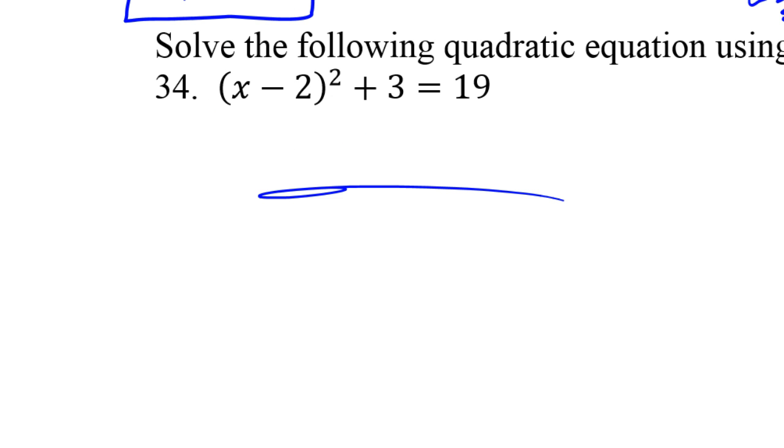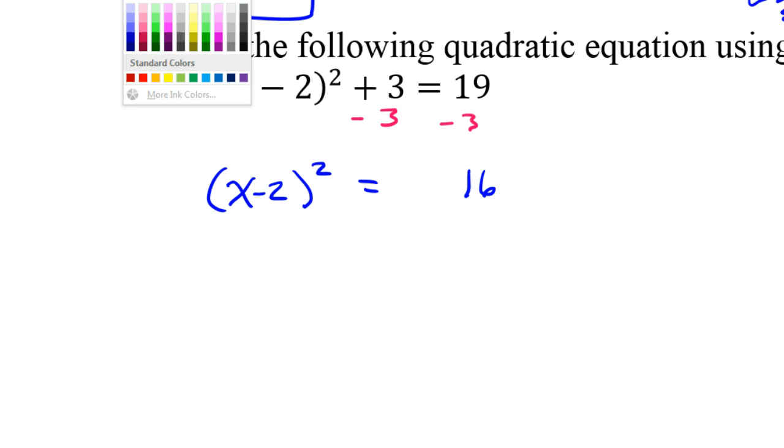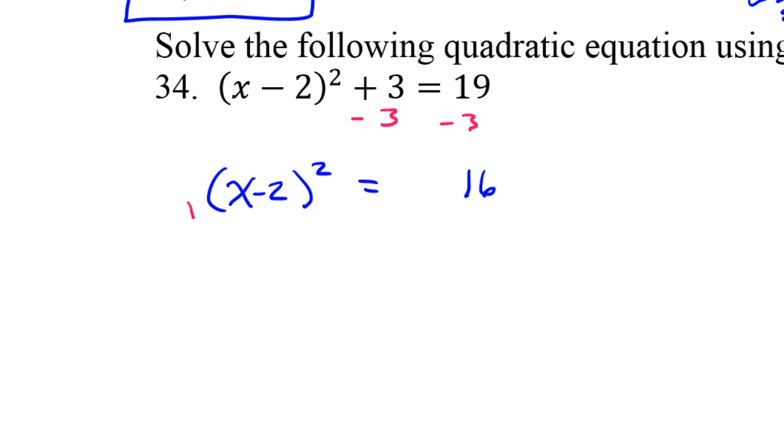Okay, so if I subtract 3 from both sides, just like we talked about, then I'm going to have x minus 2 squared is equal to 16. Now, I'm going to unsquare this just like I would unsquare the q before by taking the square root of both sides. Now, whenever you take the square root of both sides of the equation, the solution could be positive or negative, so you have to put plus or minus.